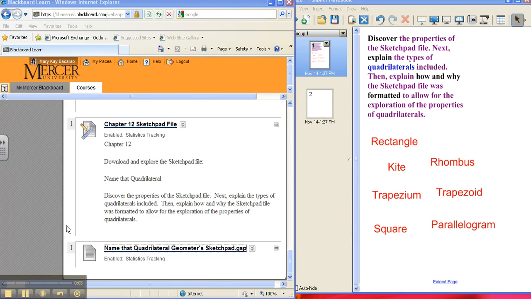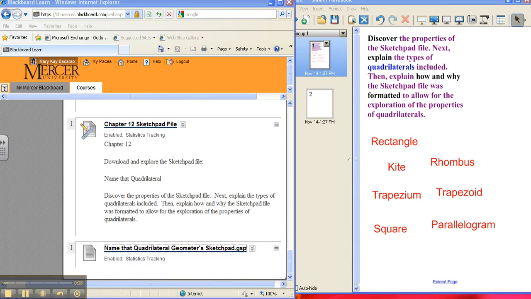We're going to be working on Geometer Sketchpad and learning about quadrilaterals. So for chapter 12 you're going to scroll down to the bottom and then you're going to see the assignment. It looks like this. I have it here in Smart Notebook. And then right below that is going to be the Sketchpad file. If you click on that it will download, but only if you have Sketchpad installed on your computer. And that was from week 1.